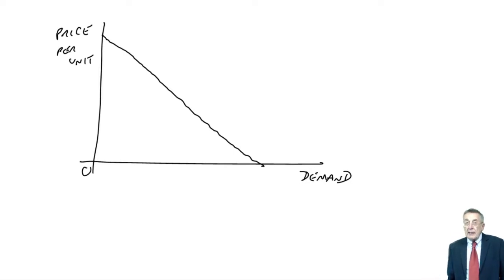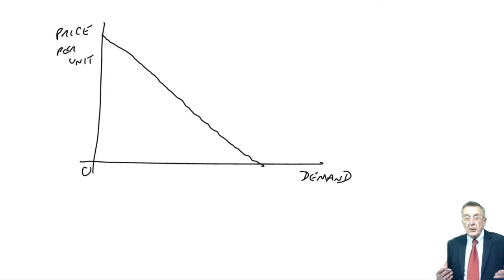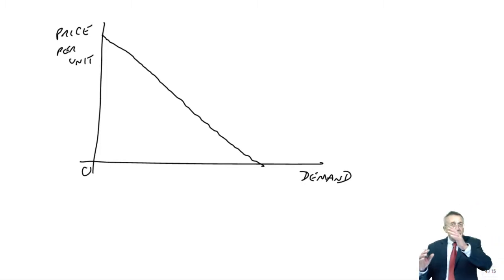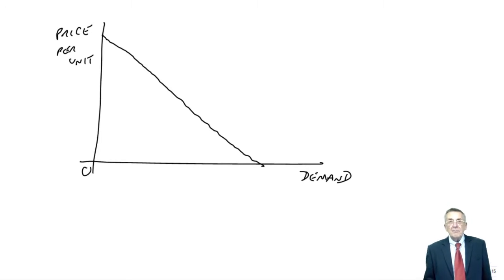Now, of course, in real life, I keep saying it depends on the product, but in real life, you would expect very often lower price, sell more units. But I don't think you'd expect it to be linear. It's more likely to be some sort of curve. But for any arithmetic that follows, we are going to assume it's linear.